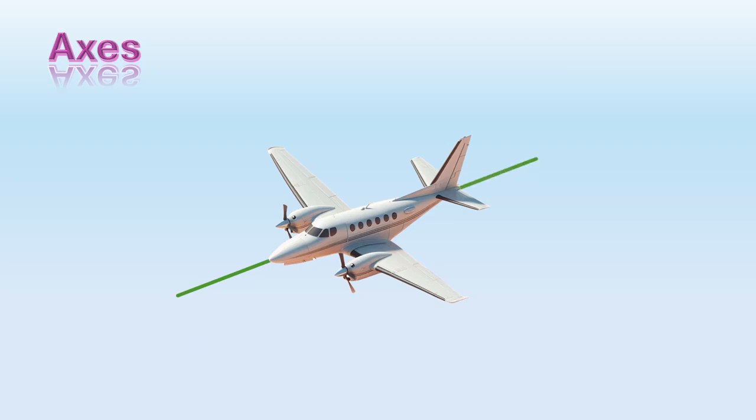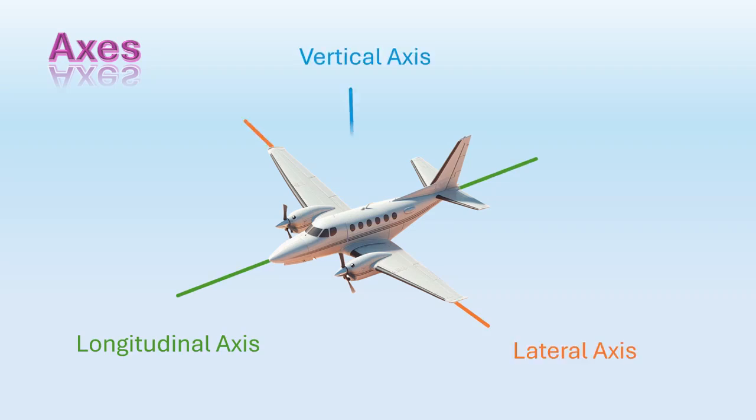First, we have the longitudinal axis, which runs from the nose to the tail. Next is the lateral axis, stretching between the wingtips. Finally, the vertical axis extends from the top of the aircraft to the belly.